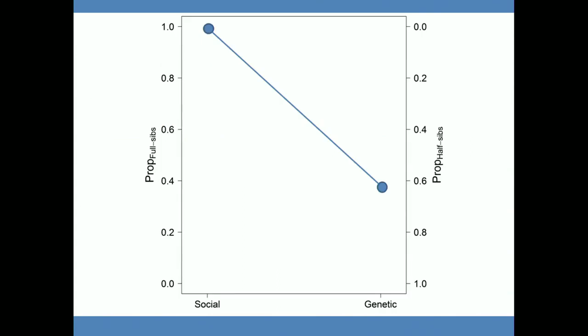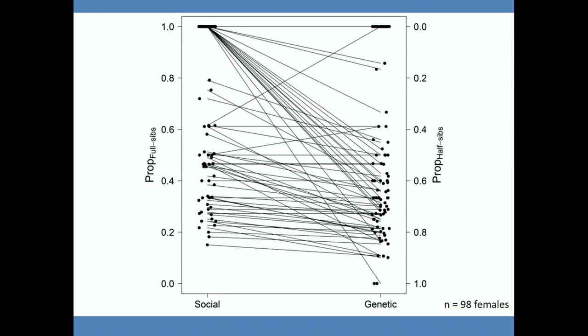And if we think about sibship structure in an idealized way, this is what we would expect: if a female is monandrous for her entire life, 100% of her offspring will be full siblings and 0% will be half siblings. And then as we introduce polyandry, these proportions will change somewhat. We'll get some proportion of full sibs, some proportion of half sibs. What we end up actually seeing is quite varied, in that we do get some females that follow the same pattern of 100% full sib offspring under the social pedigree and some lower proportion under the genetic pedigree.